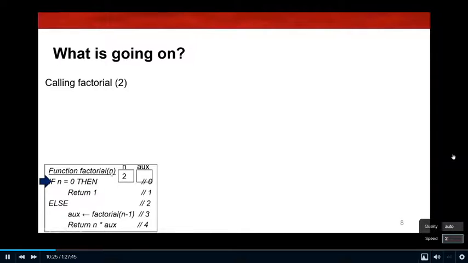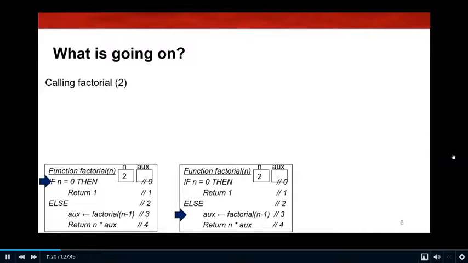When we first call it, we call factorial with the value 2. This is the variable n, and it takes the value 2. Aux is a local variable that does not yet have a value defined. We start by executing the first line, which asks: if n equals 0, is n equal to 0? No. So we go to the else. Then it says we need to assign to this auxiliary variable the value of factorial of n minus 1. As soon as the operating system sees this factorial of n minus 1, it's another call to factorial. So what happens then? That's where we are now, at that line.